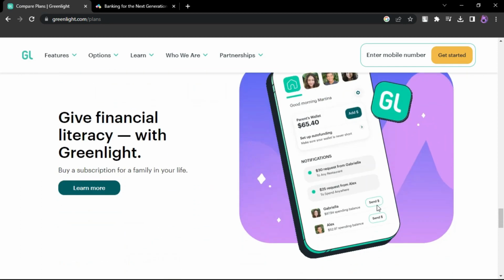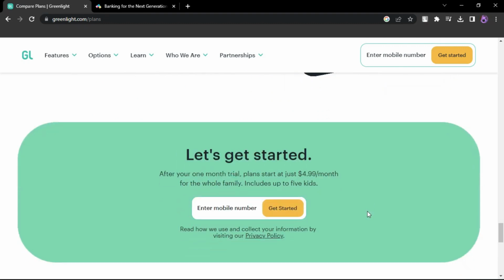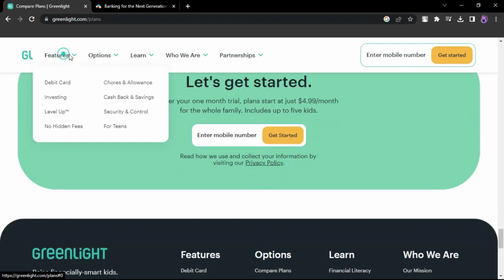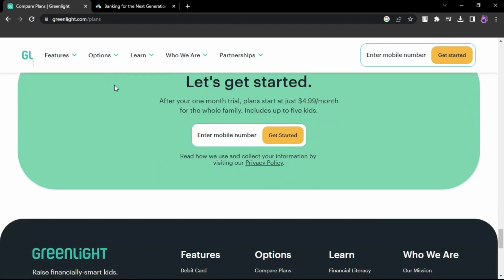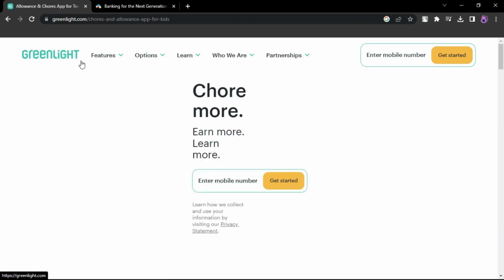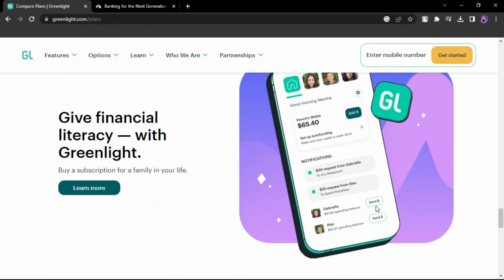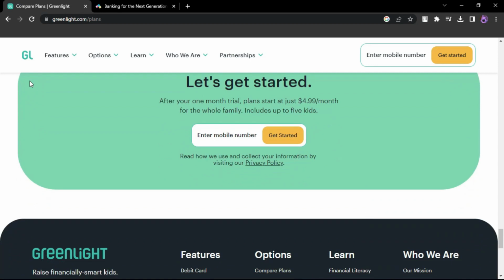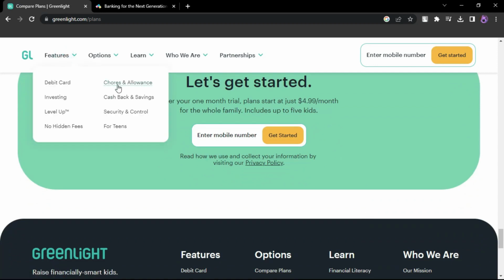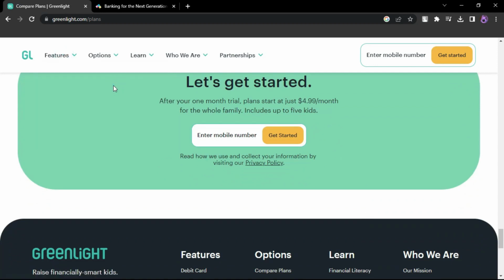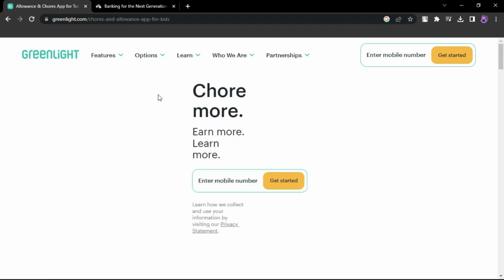Pricing and fees. Greenlight charges a monthly fee of $4.99, which covers up to 5 teens. Additional features. Greenlight offers additional features like investment options, payment protection, priority customer support, identity theft protection, and mobile phone protection. These extra features can be added for a total cost of $9.98 per month.